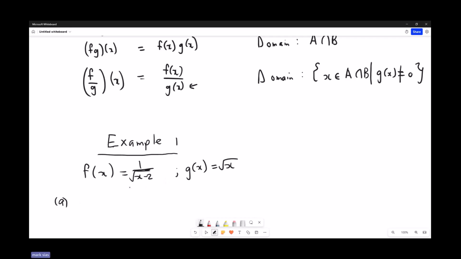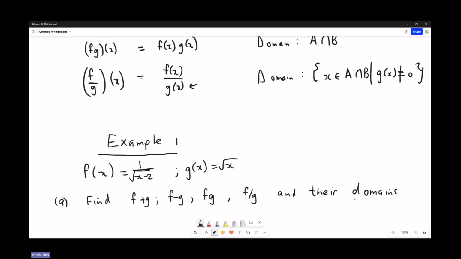Suppose I say to you, let's find the sum, f plus g, the difference, the product, f of x times g of x. And I say to you, find also the quotient of the two and their corresponding domains, because the domains will vary here and there, okay? And their respective domains, right?